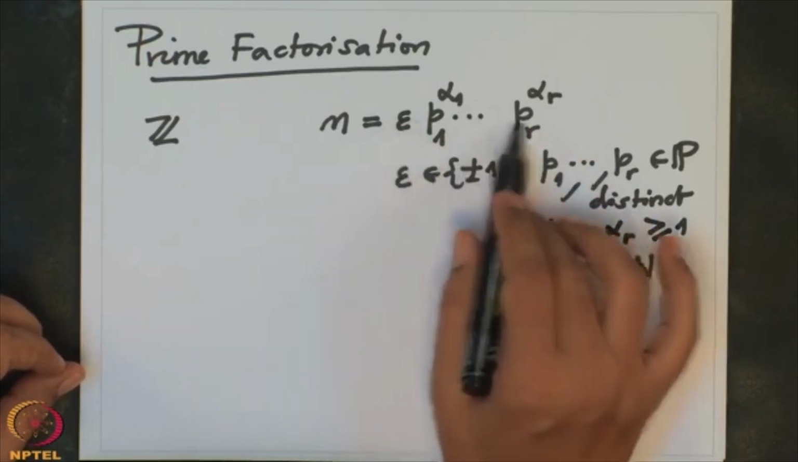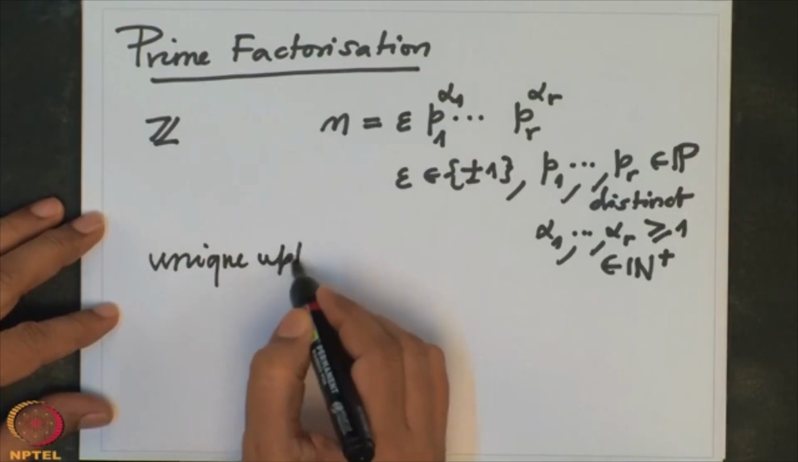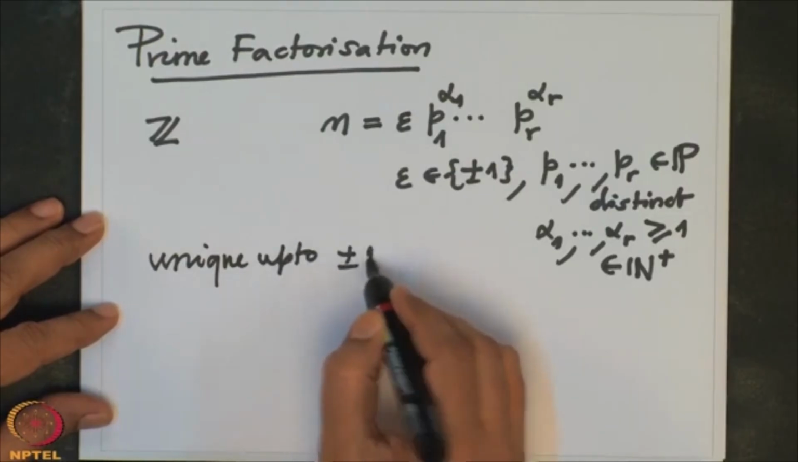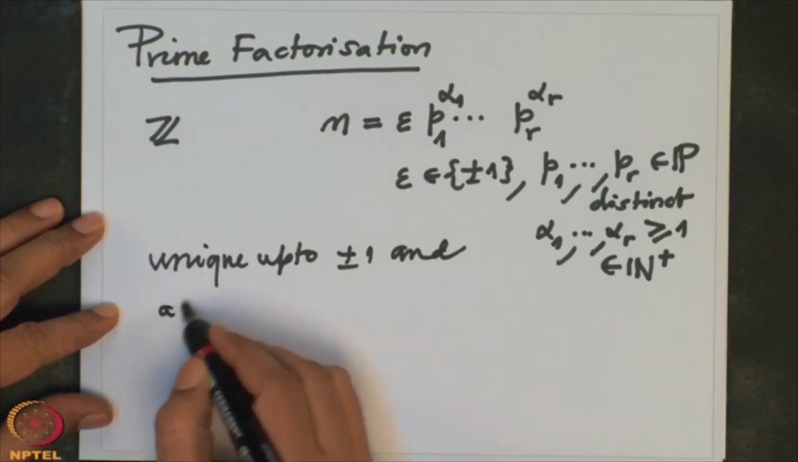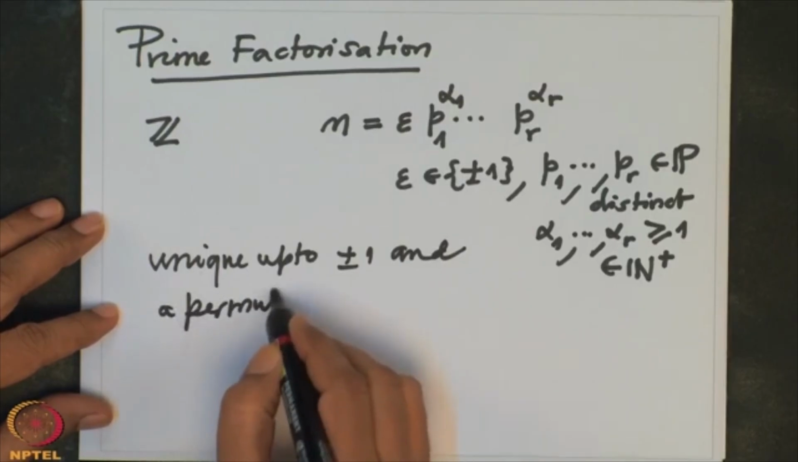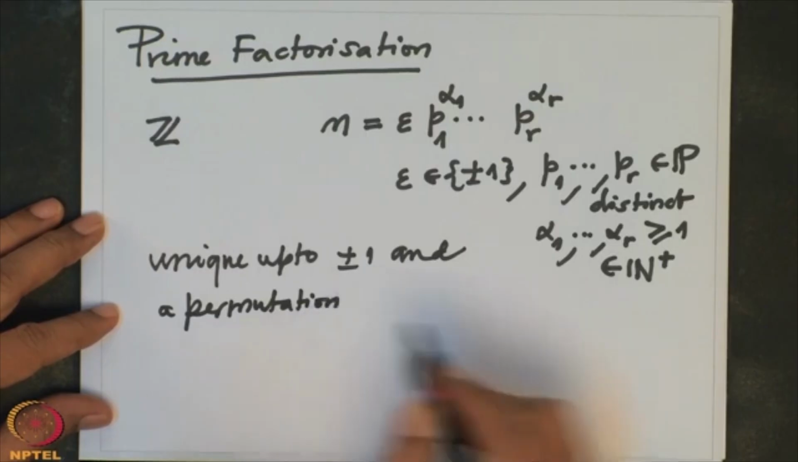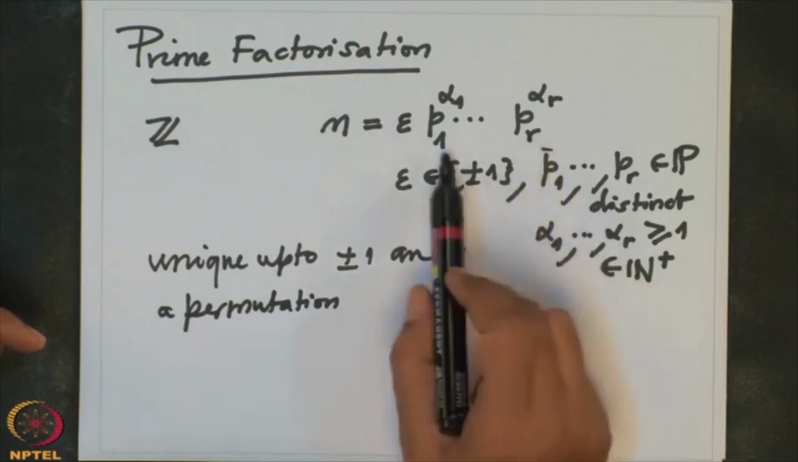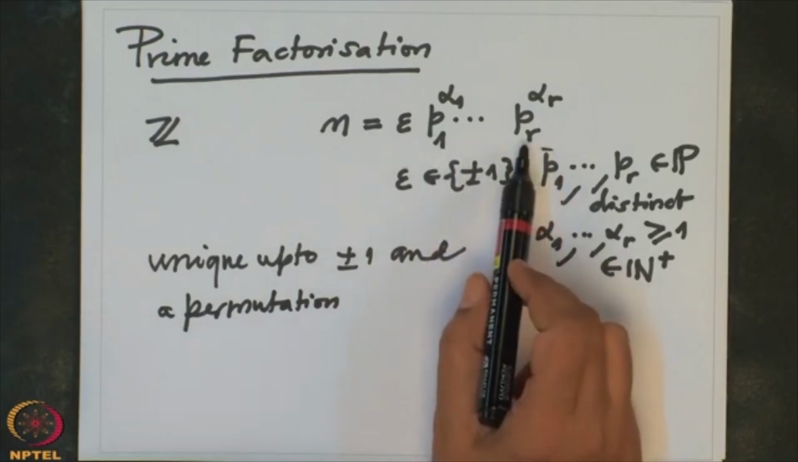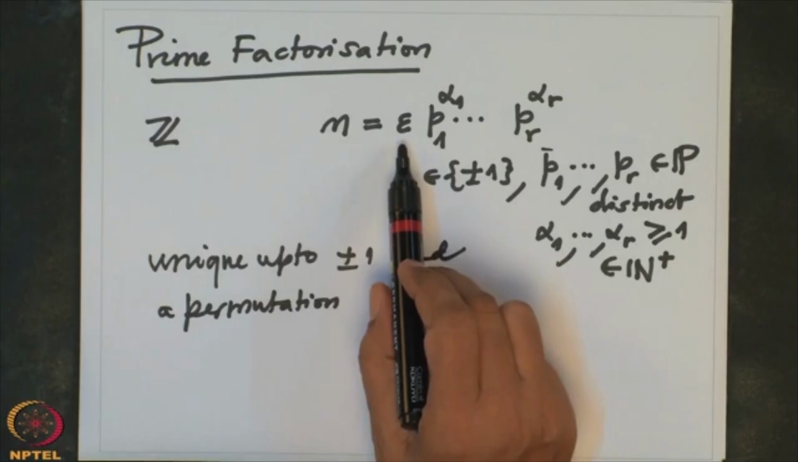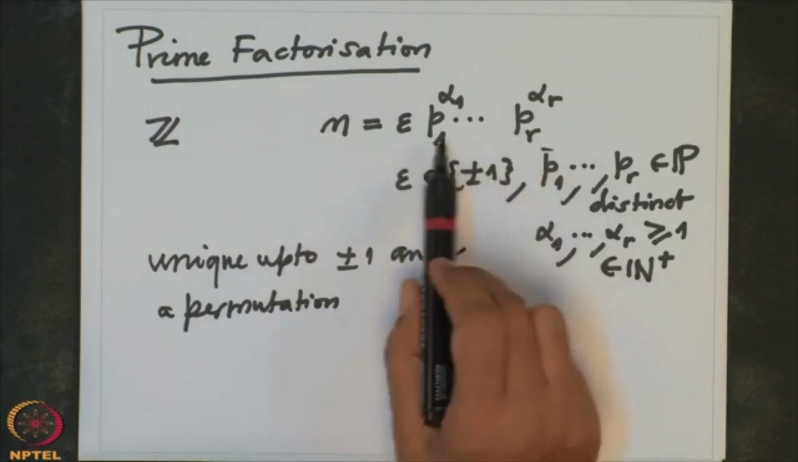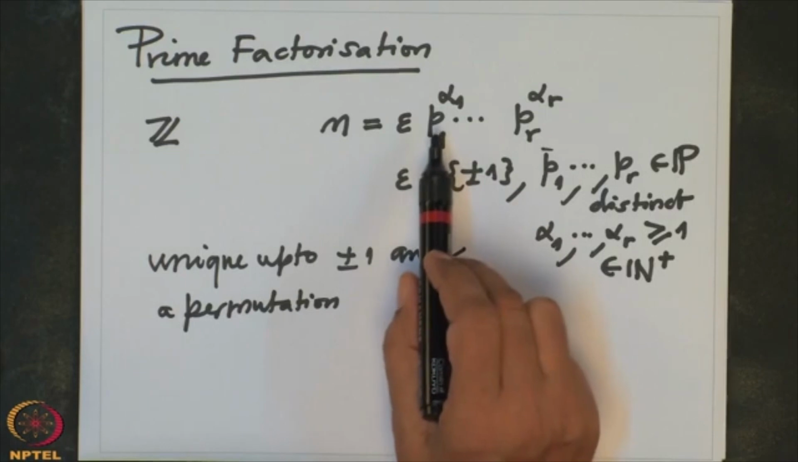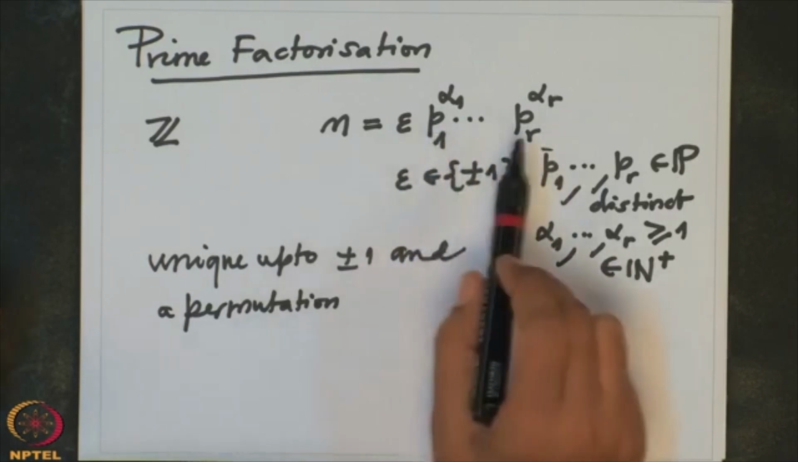And this factorization is also unique up to plus minus 1 and a permutation. That means what? If I have another prime factorization, then first of all the number of the distinct primes is the same, the sign is the same, and the prime numbers will differ only up to a permutation.